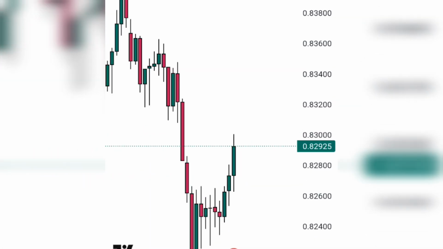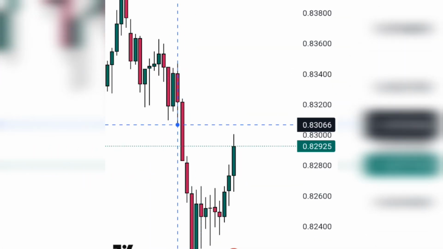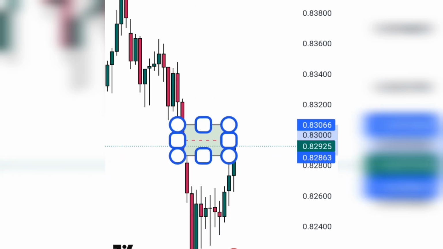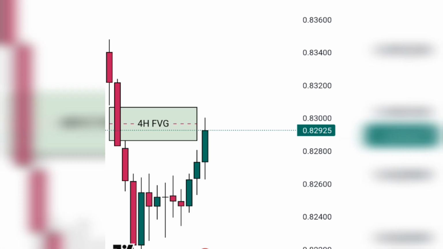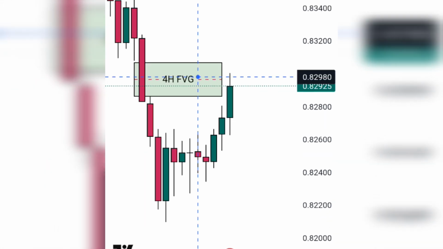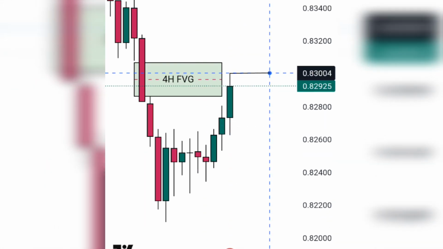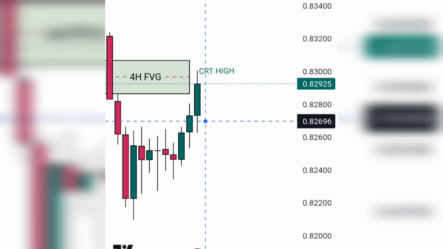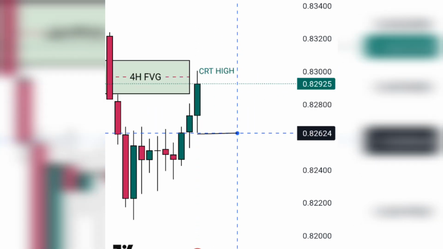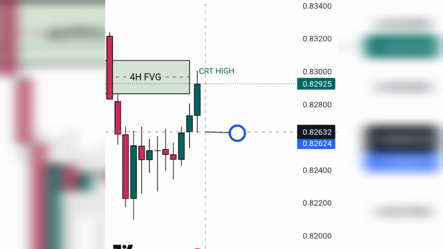In this section I'm going to show you how to use a 4-hour time frame FVG as a key level while drawing CRT. So we have a 4-hour fair value gap right there, and our CRT candle just closed inside the 4-hour fair value gap, so we're expecting some reversal.